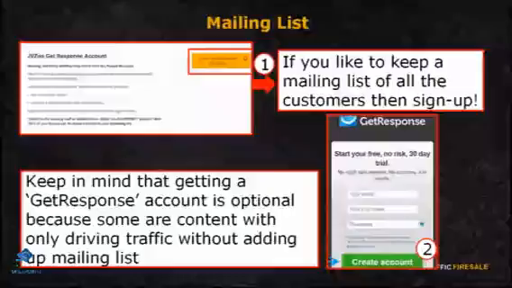Heading back to your seller dashboard, you'll have the option to apply for JVZoo.com's Get Response account. According to JVZoo.com, this account will ensure that your buyers will be added instantly to your mailing list. Getting a Get Response account will allow you to try it for free on a 30-day trial. If you like to keep mailing lists of all the customers who bought your product, then sign up, fill in the information needed, and create your account.